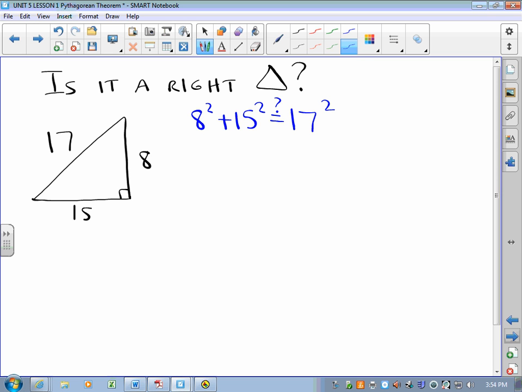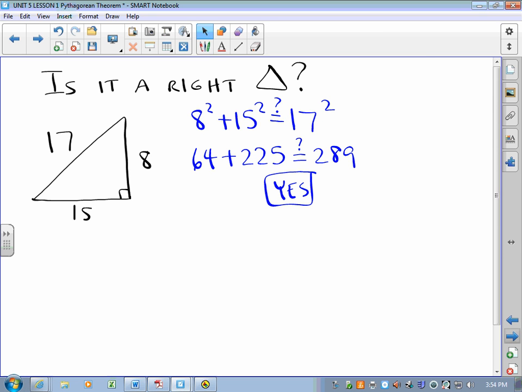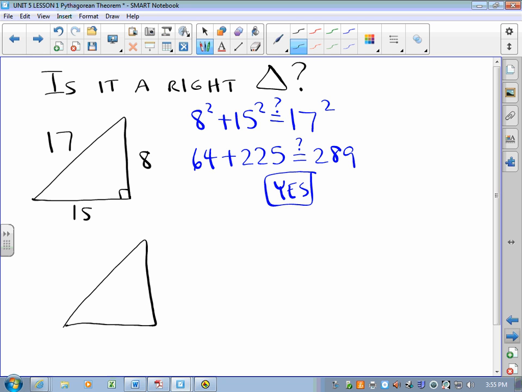I want to know, is that a right triangle? Is 64 plus 225 equal to 289? And the answer is yes. Yes, it is. That is a right triangle because the Pythagorean theorem works. But what happens with 6, 7, 9? Well, I have this funny feeling just by tone of voice that this is probably not a right triangle.